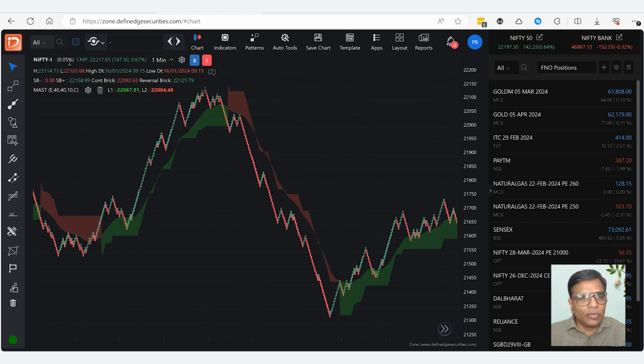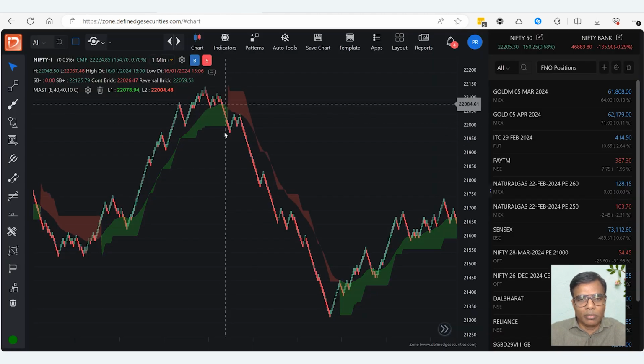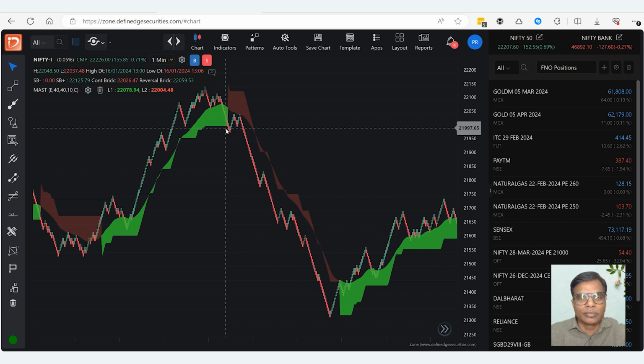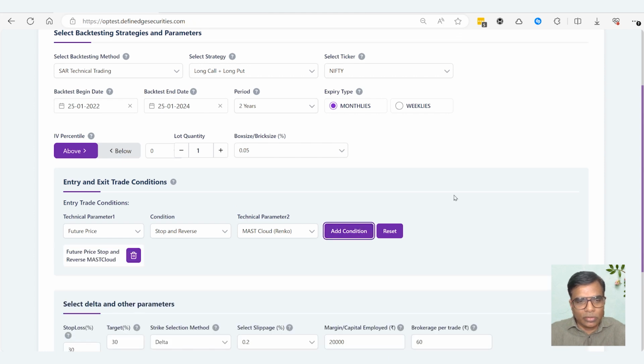Here we have used 0.05% as our brick size on Nifty continuous futures. All right. So the parameter that we're using is the futures price on which we are plotting the MAST cloud, instead of the option. And the condition is stop and reverse with the MAST cloud. As I said, if there is a green bar above the red cloud, we buy, and a red brick below the green cloud, we buy a long put. We reverse it. All right. So now we add this condition. Both exit and entry we already know.